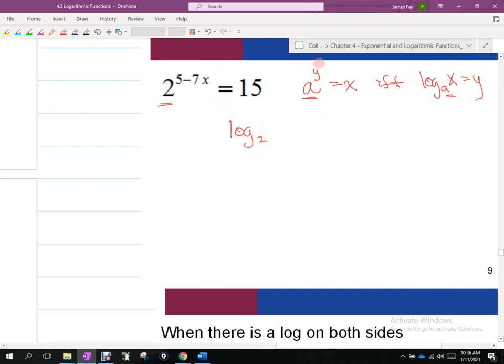Okay? This y is that right there, correct? And that, when I write it as a logarithm, becomes the right-hand side. So 5 minus 7x. And it says equals x. So x then, for our particular problem, is this 15. Which over here, when it becomes a logarithm, is the argument.